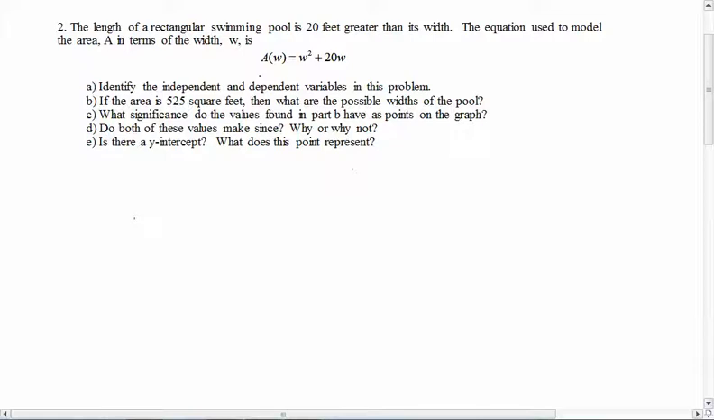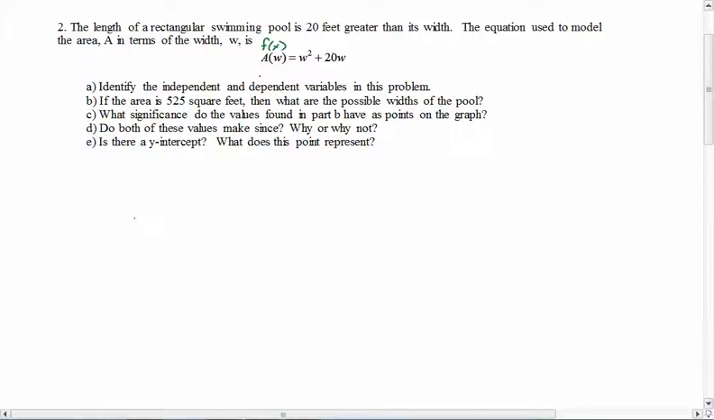Alright, so let's go ahead and take this situation right here. The length of a rectangular swimming pool is 20 feet greater than the width. An equation used to model the area in terms of the width W is A of W. Now remember, this is just function notation. Remember, we talked about that a little while back. A of W equals W squared plus 20W.